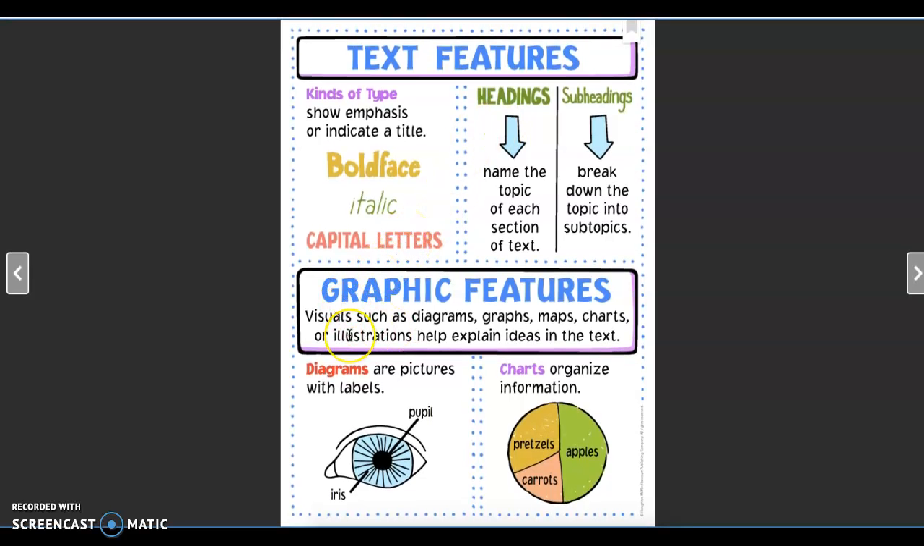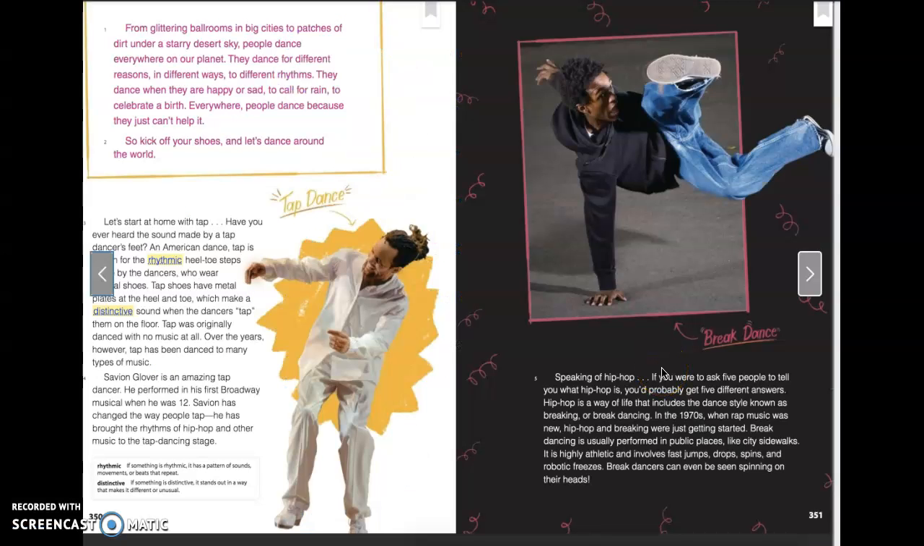And then graphic features are like visual things. We talked about text features. This is what the text is looking like. Graphic features are visuals like diagrams, graphs, maps, charts, illustrations, and they help explain the ideas in the text. So a diagram is just a picture with labels. So this picture has the labels of iris for the colored part of the eye and pupil for the black part. And then charts can just organize information, shown here. So today in Let's Dance Around the World, we are going to look at paragraph 5 and think about text and graphic features.